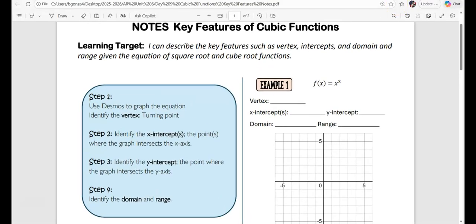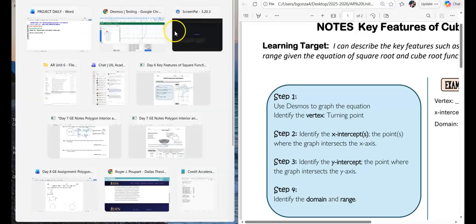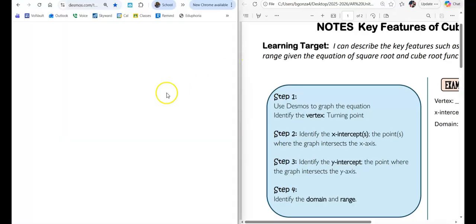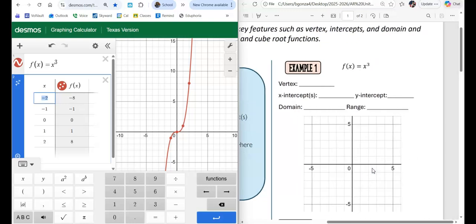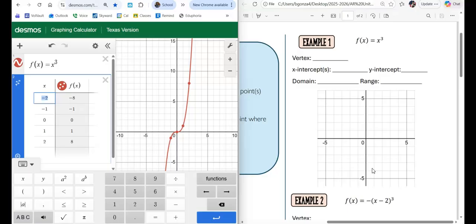So, our notes for our key features of cubic functions. We're going to need to have Desmos pulled up. Step 1, use Desmos to graph the equation and identify the vertex, the turning point. Step 2, identify the x-intercepts, the y-intercepts, and then the domain and range. Let's do it. Example 1 is already graphed.